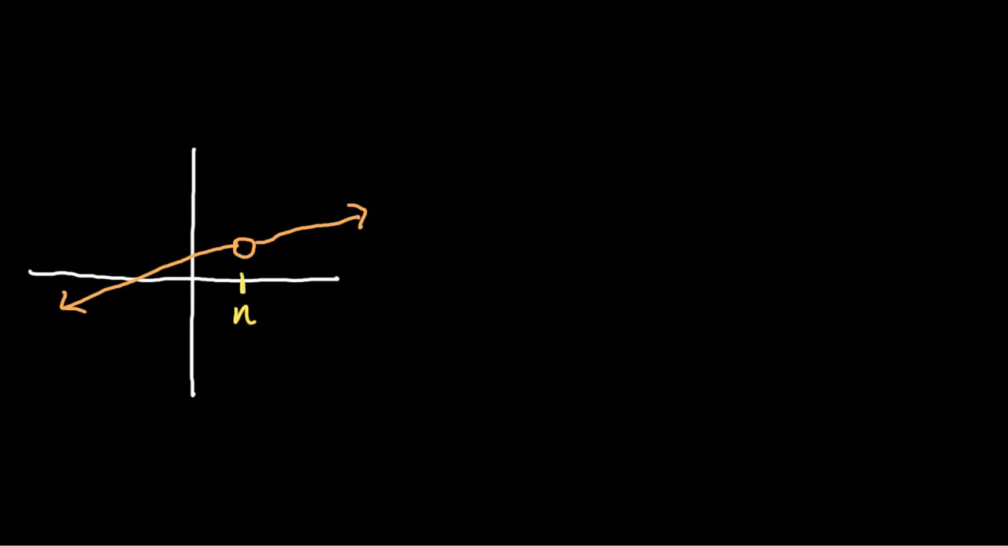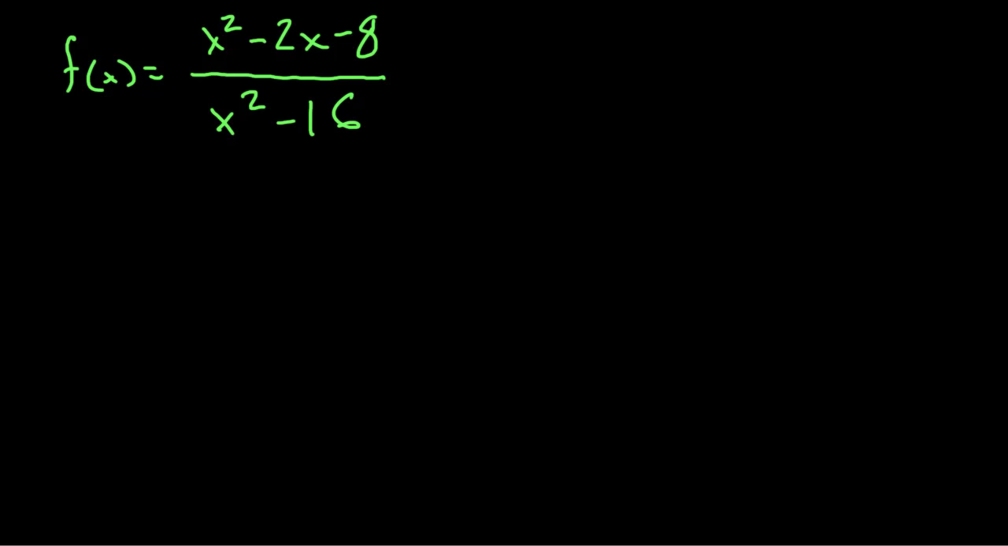But let's look at somewhere where we can actually find these little holes where the function is undefined. How are we going to do that? We are going to look at this new function. F of x is equal to x squared minus 2x minus 8 over x squared minus 16. And we are going to factor this just like we did with the previous function.